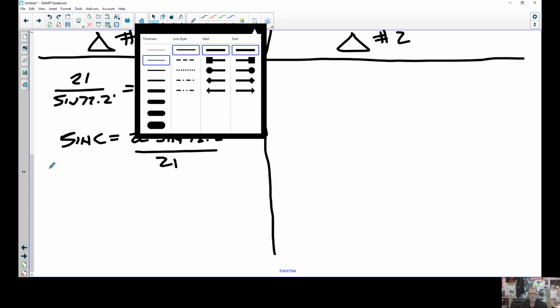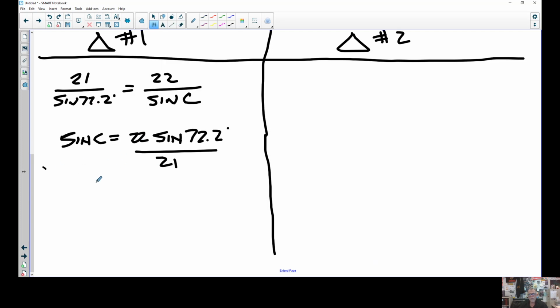All right, so we got this now. And when I do that, I find that the sine of C is equal to 0.9974. Again, when you use your calculator for this, make sure you're in the right mode. All right, so sine of C is equal to that. So now in order to find C, if I take sine of each side, that key on your calculator that says sine inverse, it's the arcsine function. That means the angle whose sine is.